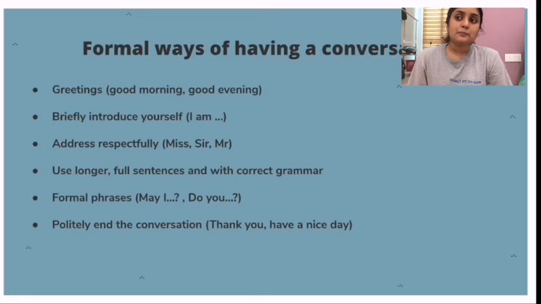And finally, make sure you always end your conversation politely. In the formal way, you always say thank you, which is the most common word you use to end a conversation. So say, "Thank you, have a good day," or you say, "It was a pleasure to meet you. I hope to see you again. I hope to meet you soon. It was a nice meeting." Something like that. In the informal way, you always say bye and you just leave since you already know the person.